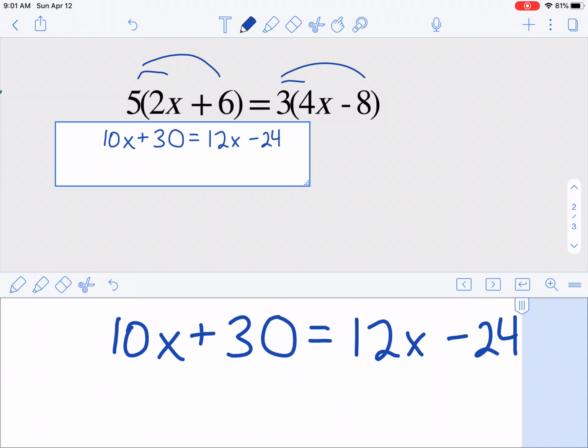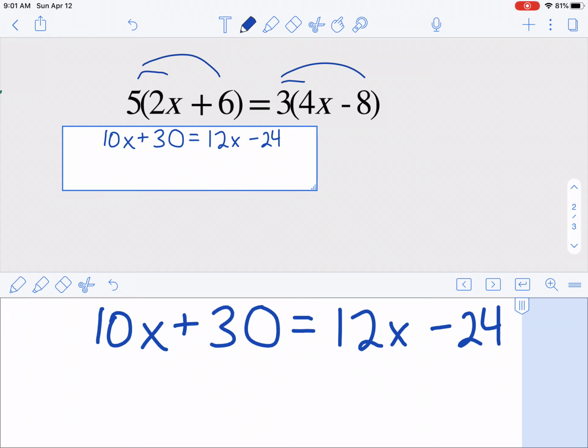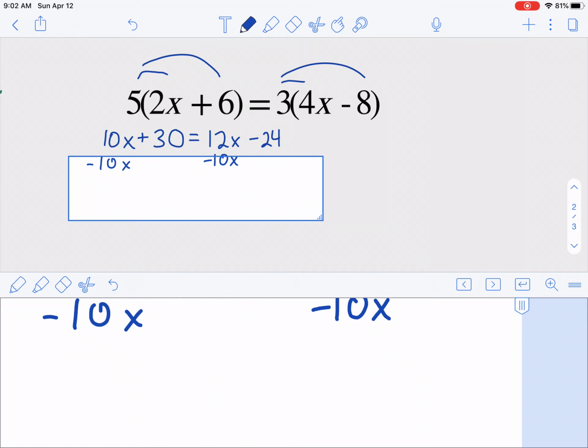And so now at this point we want to try to get our x's on the same side. Now we can do that a couple different ways. We could either subtract 12 from both sides, or we can subtract 10 from both sides. Personally, what I like to do is I always try to keep the coefficient of x positive. You don't have to do it that way. It's just what I always prefer when I'm solving these kinds of equations. So I'm going to subtract 10x from both sides. And that's going to give me 30 on the left side is equal to 2x minus 24.